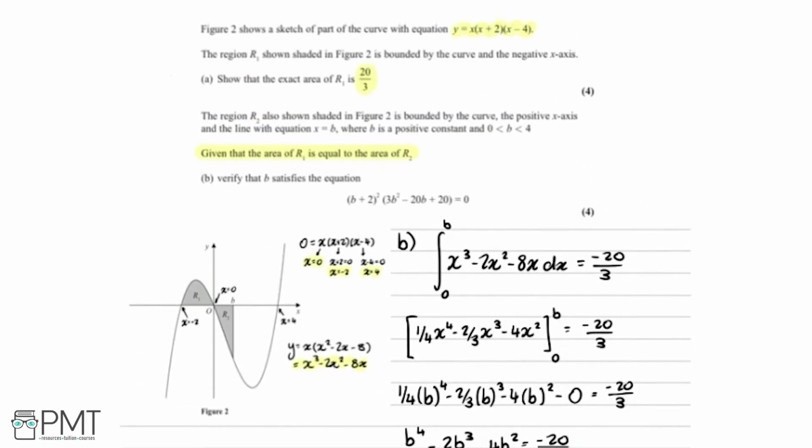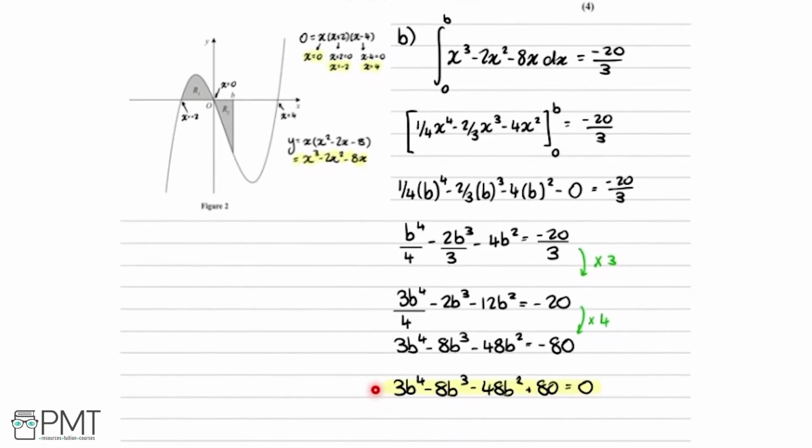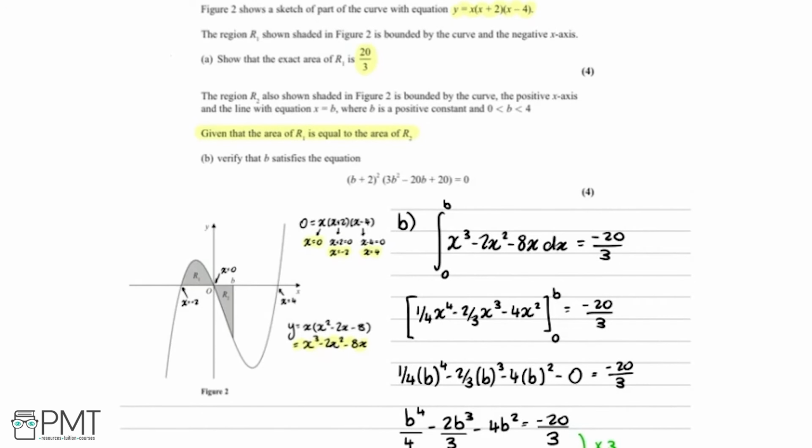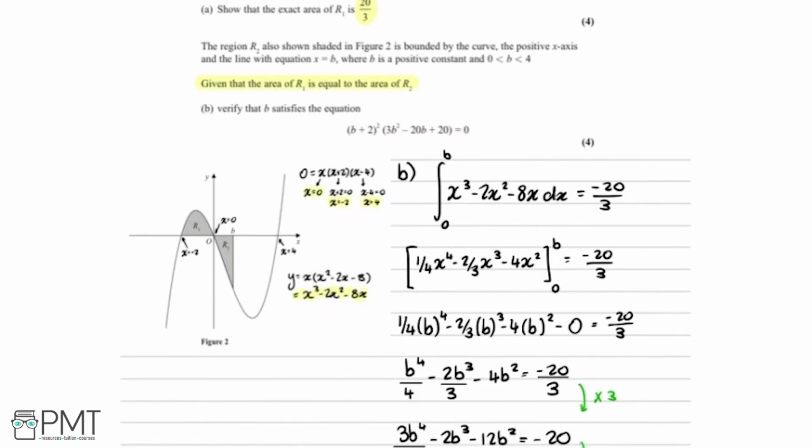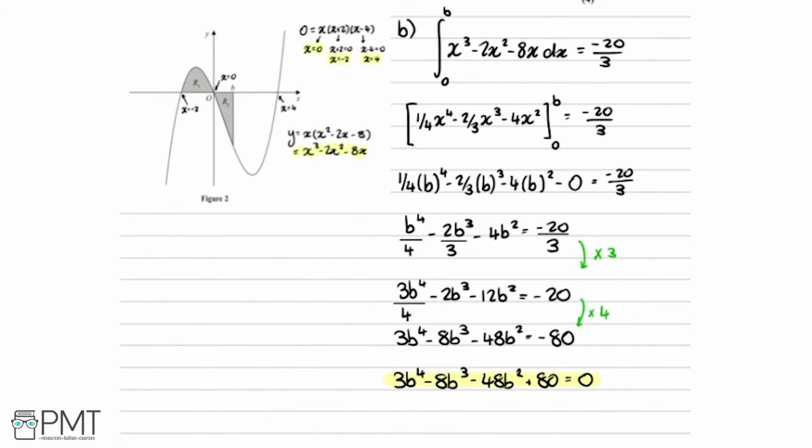Fantastic. Now looking back up at the question, it says that we need to verify that b satisfies this equation here. And now to do that, we could start working with this equation here, trying to factorize it down until we reach the form of the equation in part b. However, that looks quite difficult. So instead, what I'm going to try doing is expanding out this equation here in part b and seeing what we get. And if this matches what we've got here, then we sort of met in the middle and we verified that b satisfies the equation.